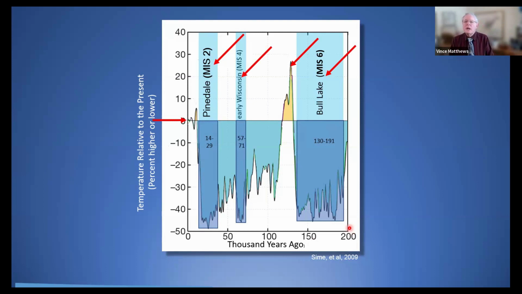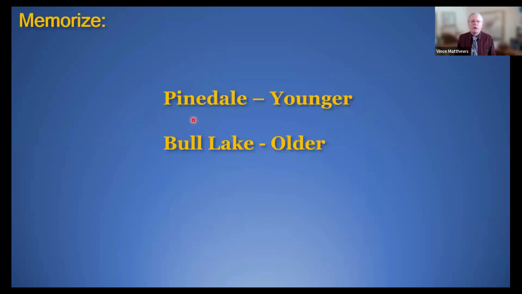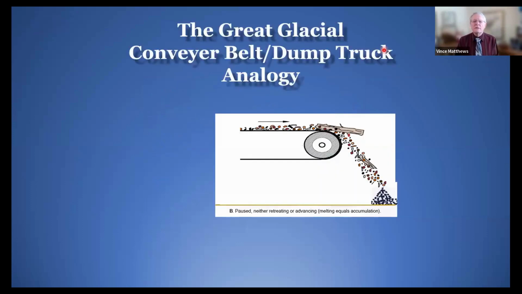One of the things that's interesting about this analysis is that you notice that in terms of temperature, we're like 25% higher than today's temperature during this last interglacial period. And we're nowhere near that temperature in our present interglacial. Okay, so you need to learn Pinedale and Bull Lake. I'm going to be using those a lot, and I'm going to assume that you just instantly memorized these.